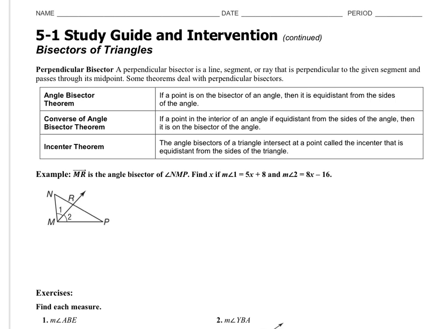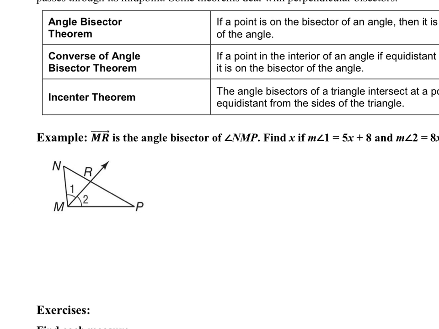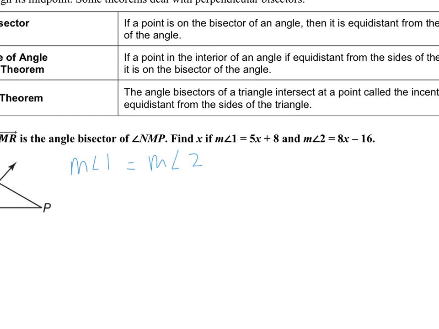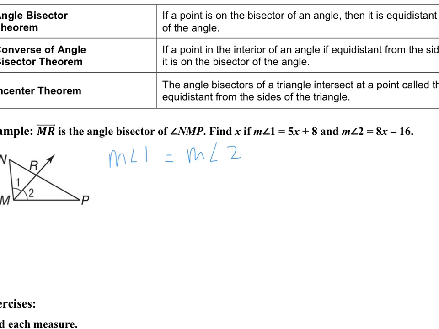So in the example, it says ray MR is the angle bisector of angle NMP. So we know that it bisects the angle, and that means that angle 1 is equal to angle 2. So the measure of angle 1 is equal to the measure of angle 2. And they give us expressions for it. It says find x if the measure of angle 1 is 5x plus 8 and the measure of angle 2 is 8x plus 16.